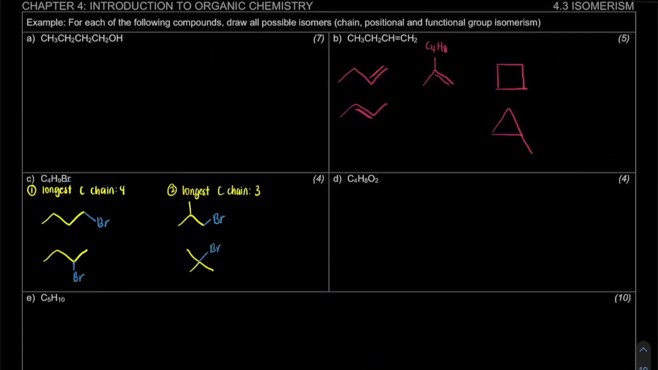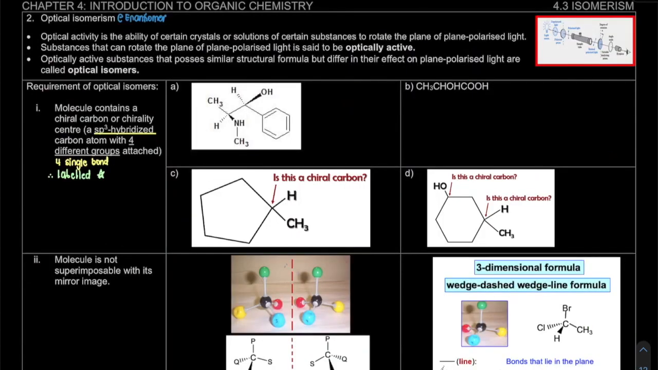chapter. Okay, so on your notes, it will be on page 12. The last type of stereoisomer we're going to learn is optical isomerism. The other name for it is actually enantiomer. Here it mentioned that optical activity is the ability of a crystal or solution of certain substance to rotate the plane of plane polarized light.